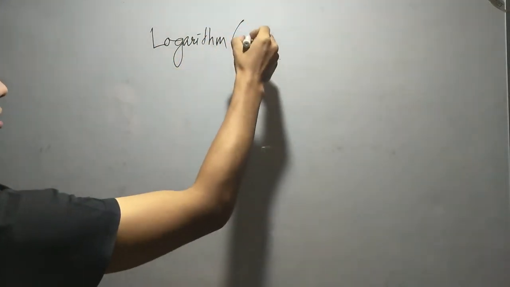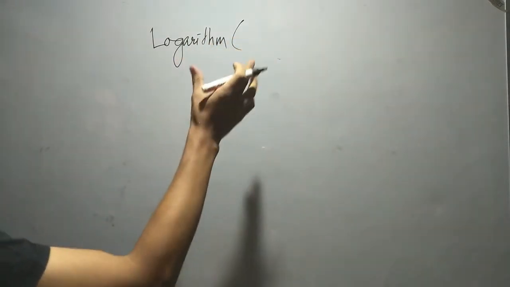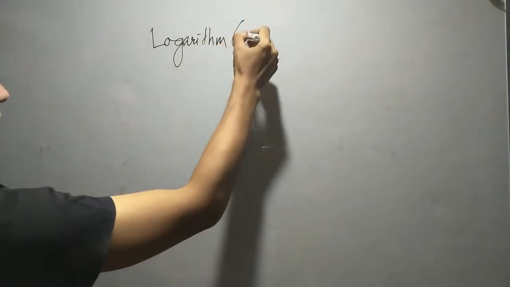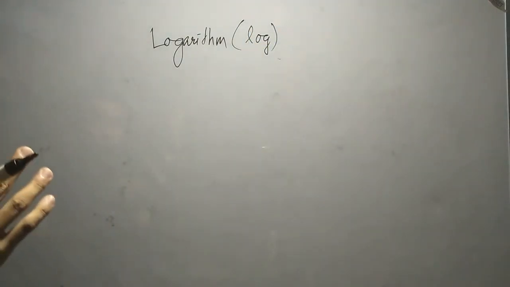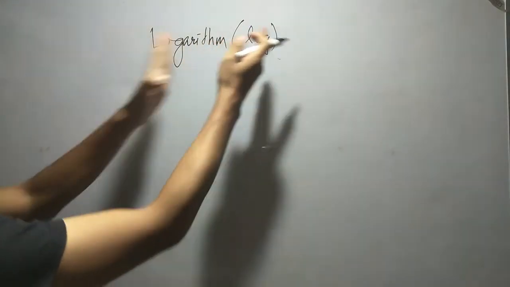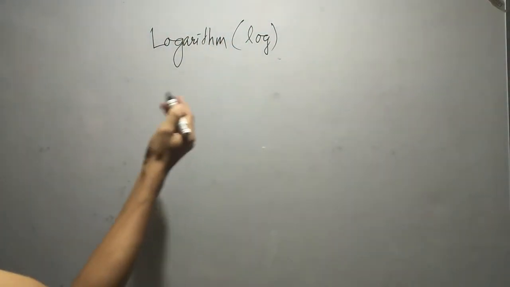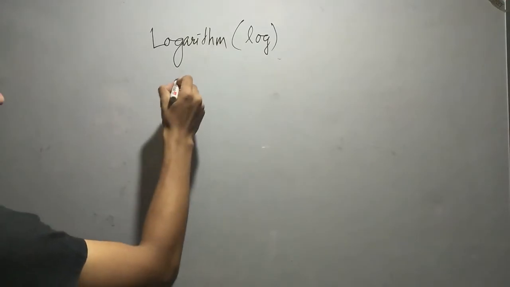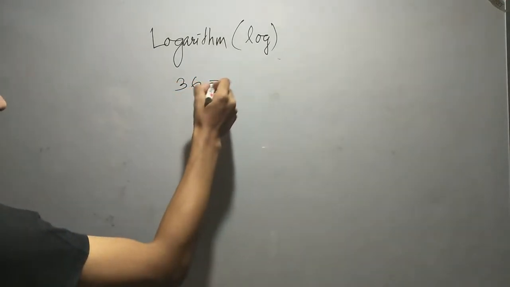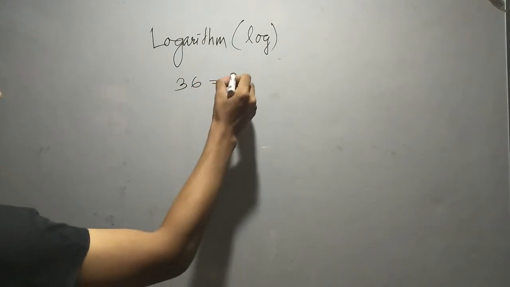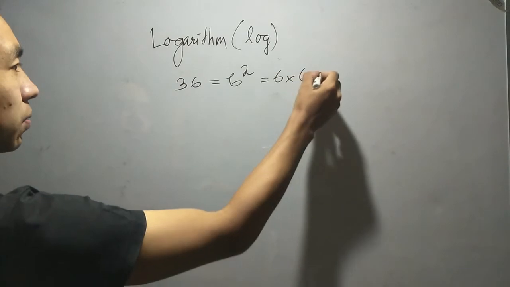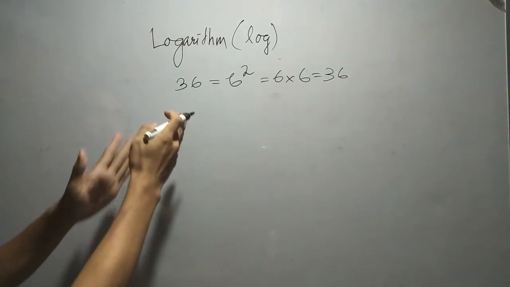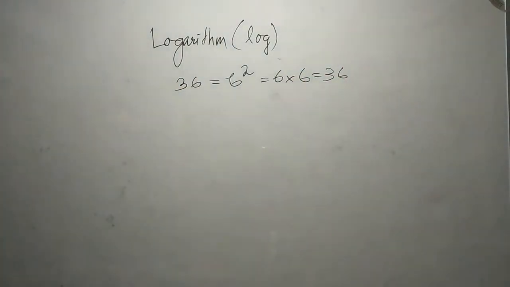Now this logarithm we can write in a short form, like the symbol of logarithm. So that is log. For any mathematical calculation we do not write logarithm, instead we write log. Now for example 36, we can represent this 36 in the form of 6 to the power 2, isn't it? So 6 into 6 will give 36 only. So instead of 36 I can write 6 to the power 2.